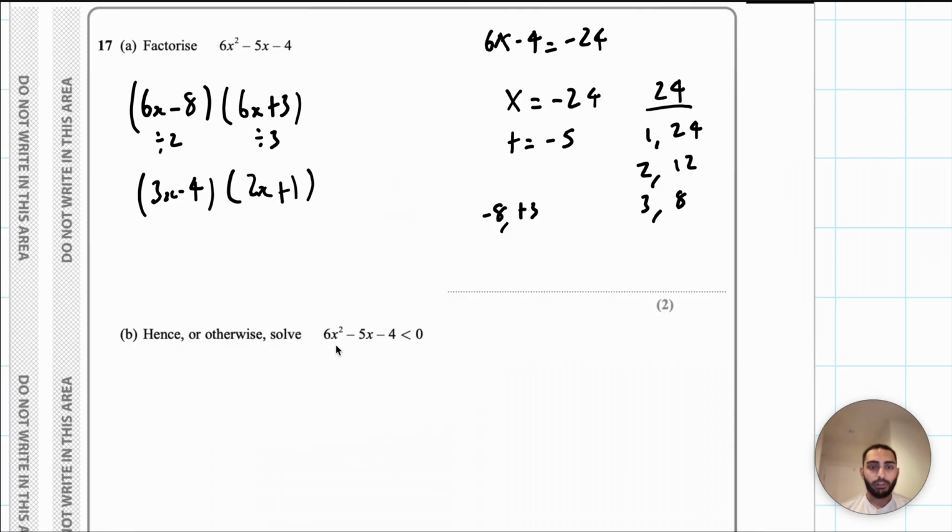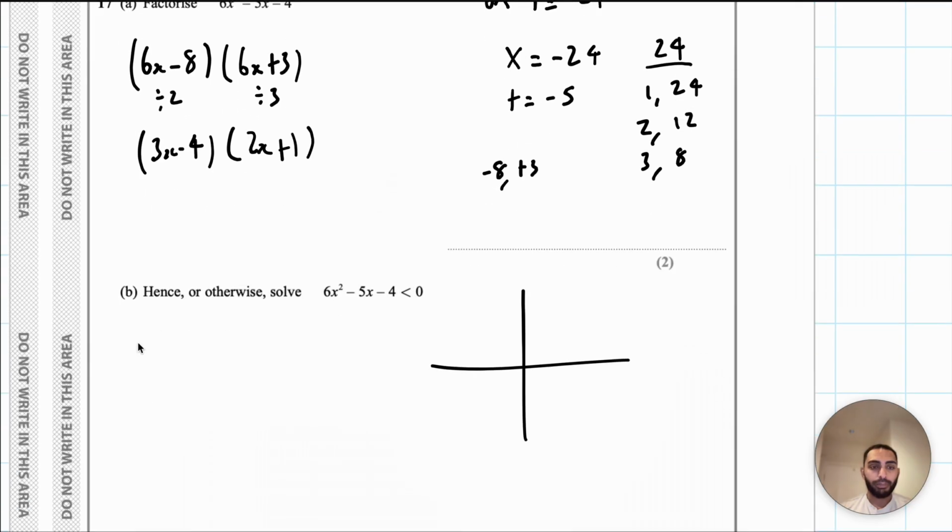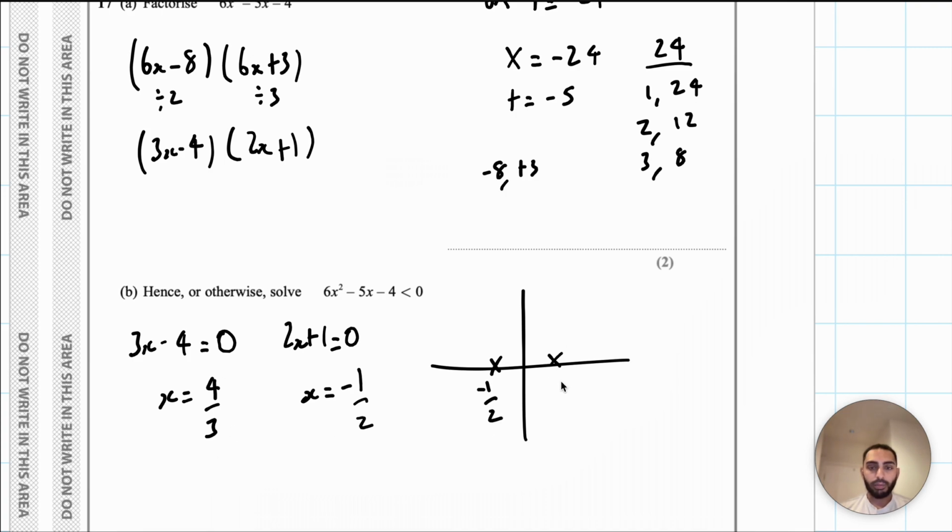Hence, or otherwise, solve 6x squared minus 5x minus 4 is less than 0. So we're just imagining, if we had this on a graph, we're looking for where it is underneath the x-axis. So let's just put both of these points on. We've got 3x minus 4. If we make it equal to 0, we can solve it. And we've got 2x plus 1, which is equal to 0. If I solve this one, I get x is equal to 4 over 3. And here, x is equal to negative a half. So it's going to cross this graph at negative a half, which is about here. It's going to cross at 4/3, which is over here.